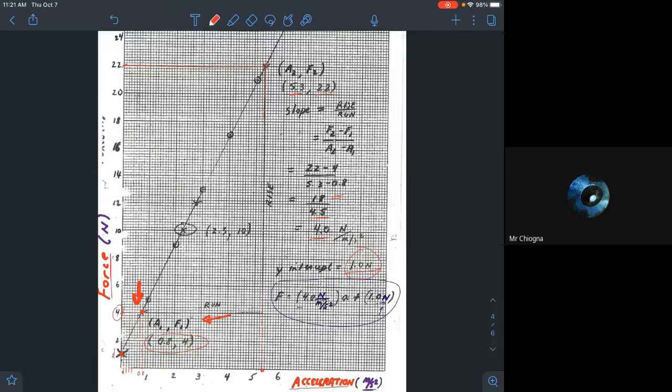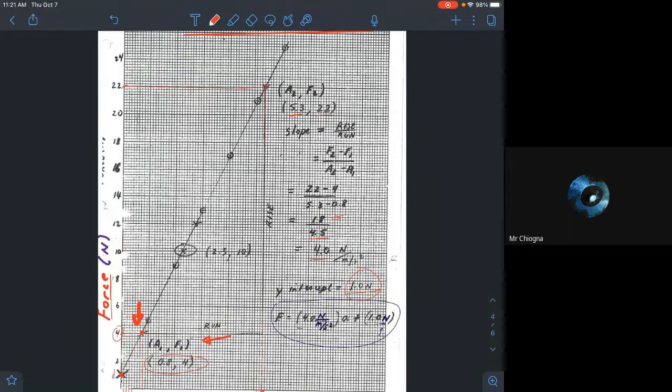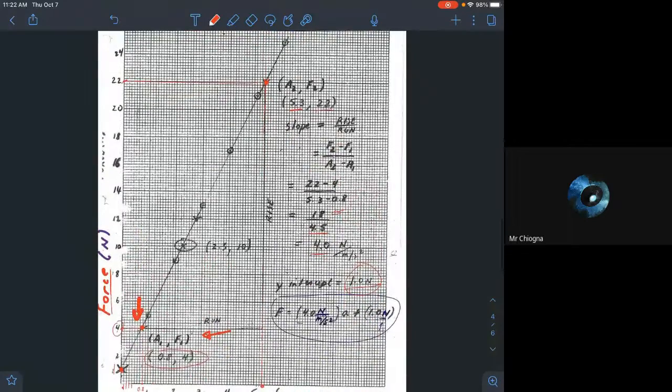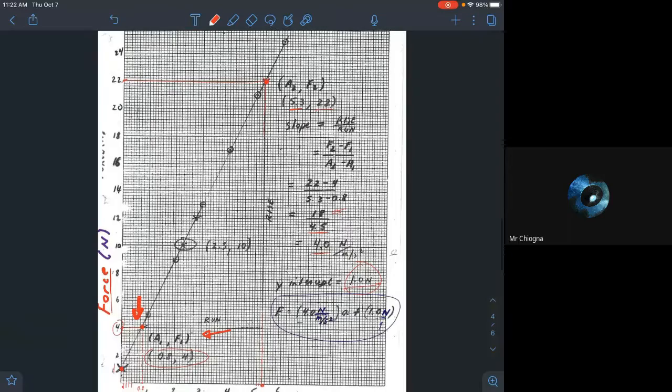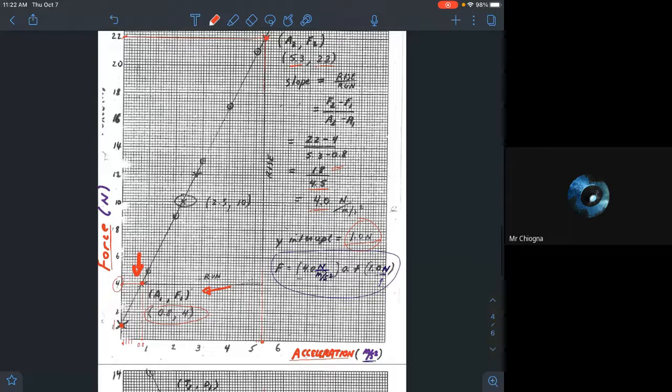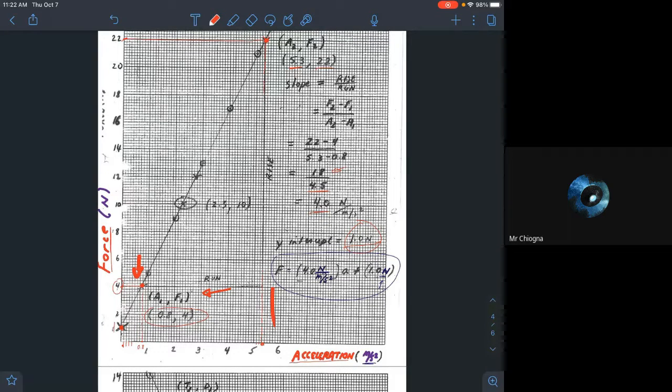Why did I do that? Well, it was an easy one to read. That's why I chose it. And I chose one fairly far away. Again, that's kind of subjective, but choose a point that's fairly far away that you can easily read. In this case, I could easily read the vertical value for force, which was 22, and then the corresponding acceleration value wasn't too hard to figure out as well.